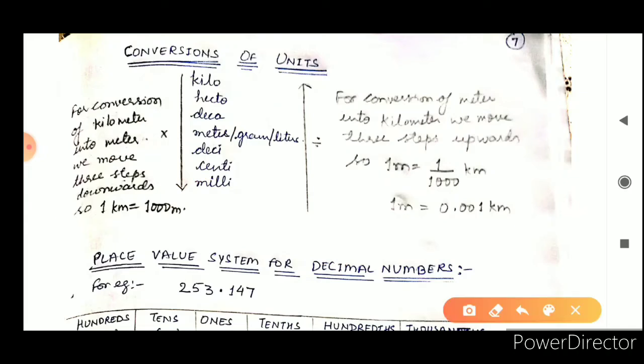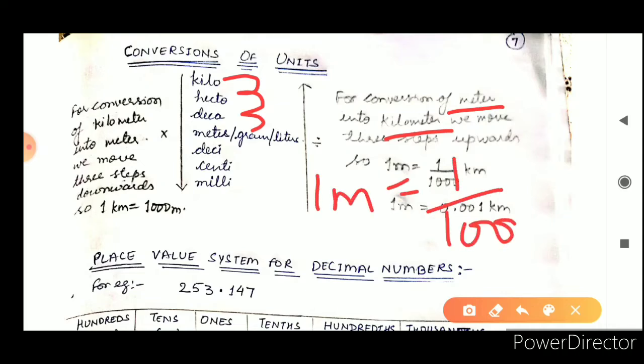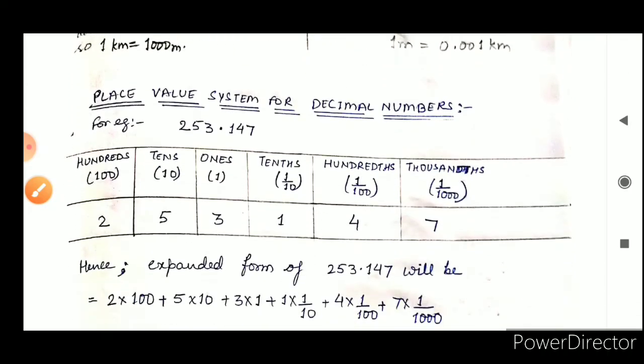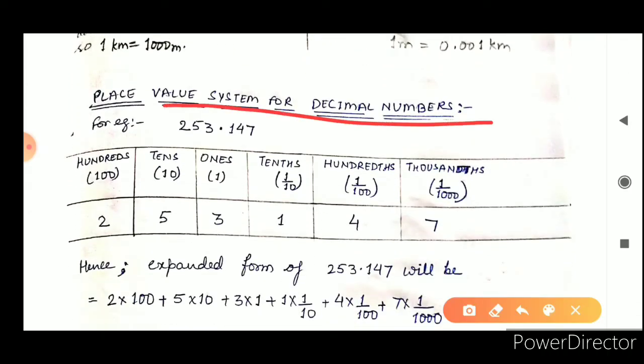Similarly, if we want to convert meter into kilometer, that is smaller into bigger unit, again count the number of steps: 1, 2, 3. 3 steps are there. So you will write 1 meter is equal to 1 upon 1000 kilometer. You can convert it into decimals because in the denominator you have 3 zeros, so you can write it as 0.001 kilometer. Now come to the next topic, the place value system of decimal numbers. Here is the decimal. We have taken one example.